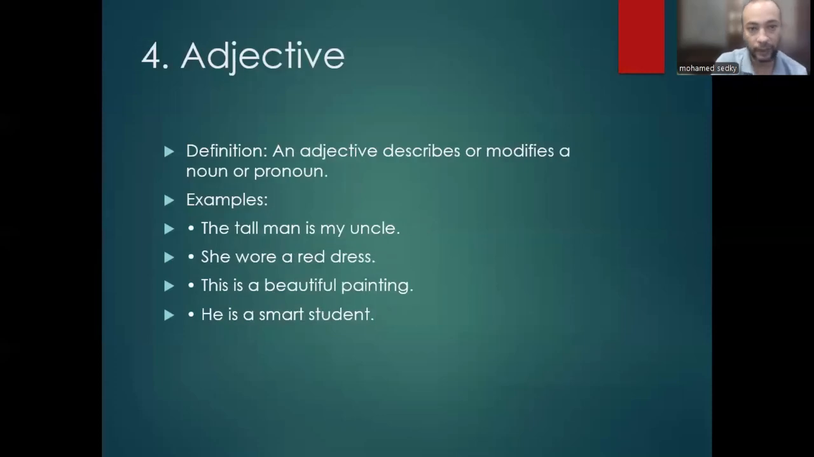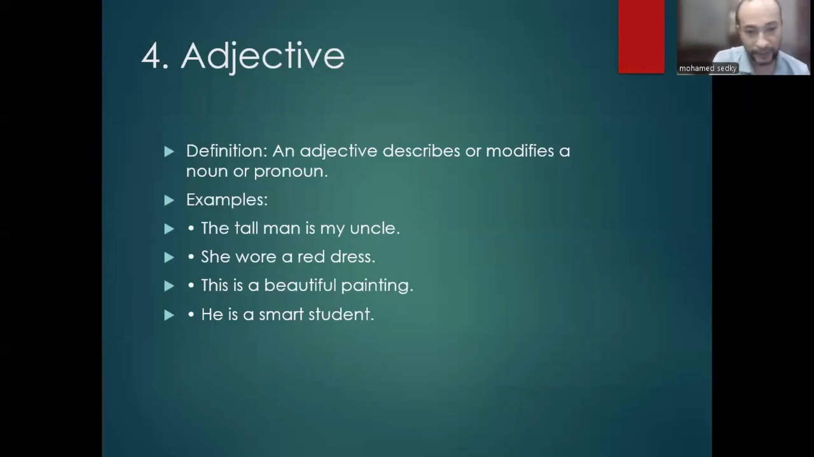The fourth part of speech that we're having here is the adjective. Now, the adjective describes or modifies a noun or a pronoun. So, in other words, it's describing either a noun or a pronoun. Like the example that we're having, the tall man. So here, the word tall is describing or modifying the word man, which is referring to a person.